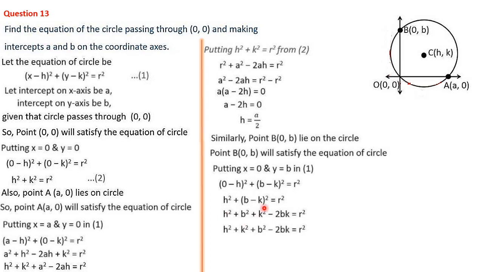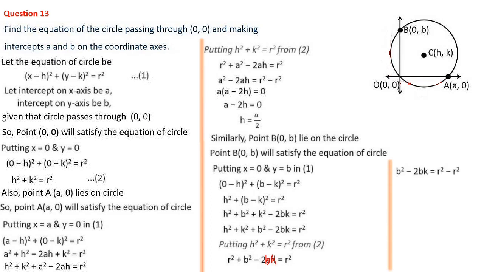So here h square and k square, group it together: h square plus k square plus b square minus 2bk equal to r square. Then h square plus k square we can substitute as r square. So the equation becomes r square plus b square minus 2bk. Here it is written wrongly, that is 2bk, there is a typing mistake. So this is b and this will come as k. Okay, 2bk is equal to r square.